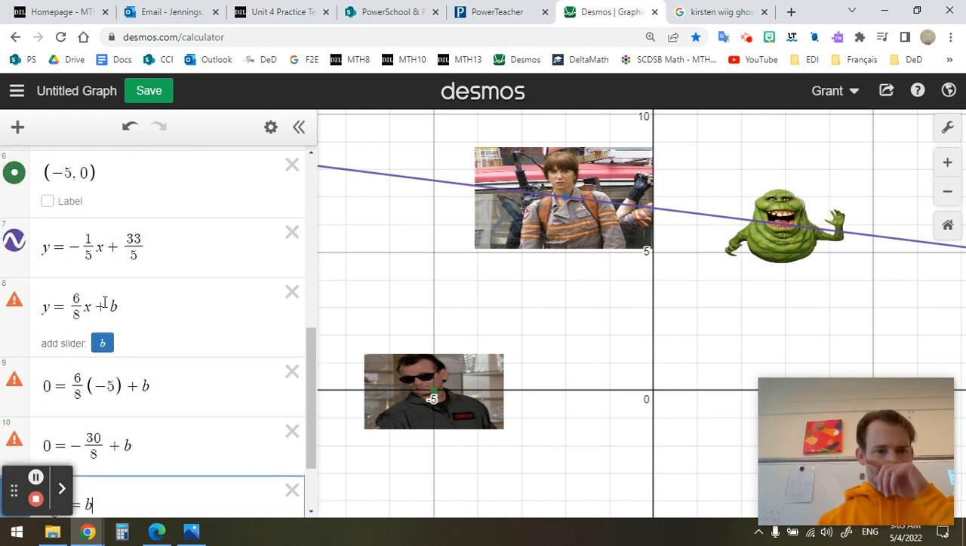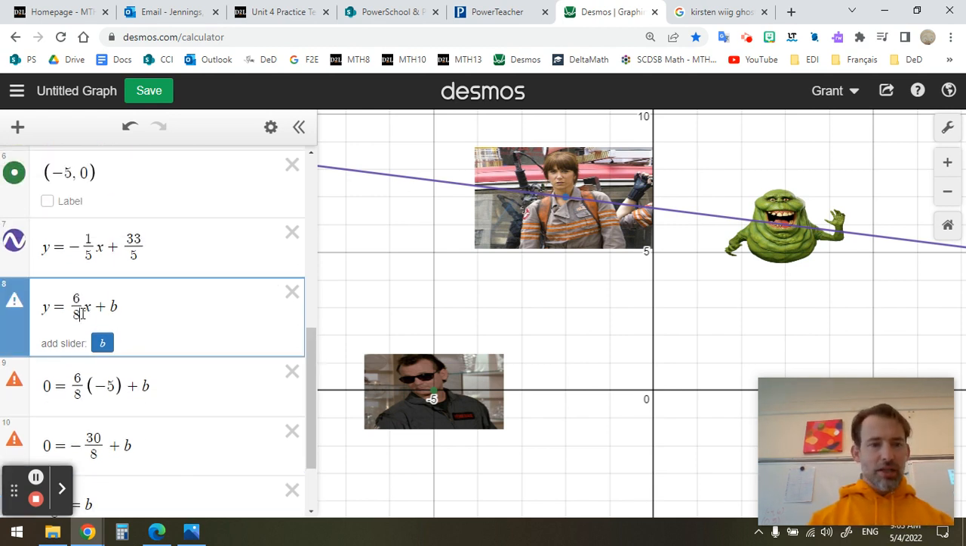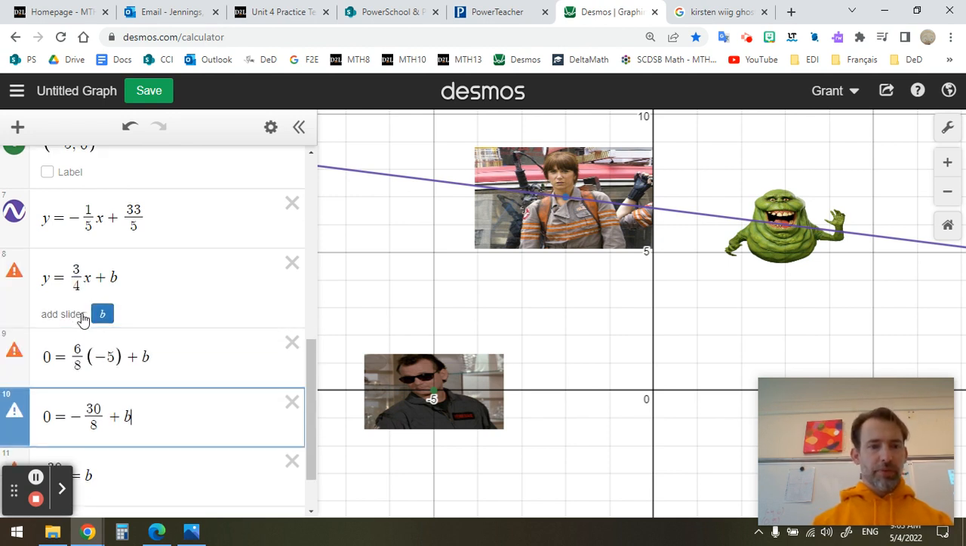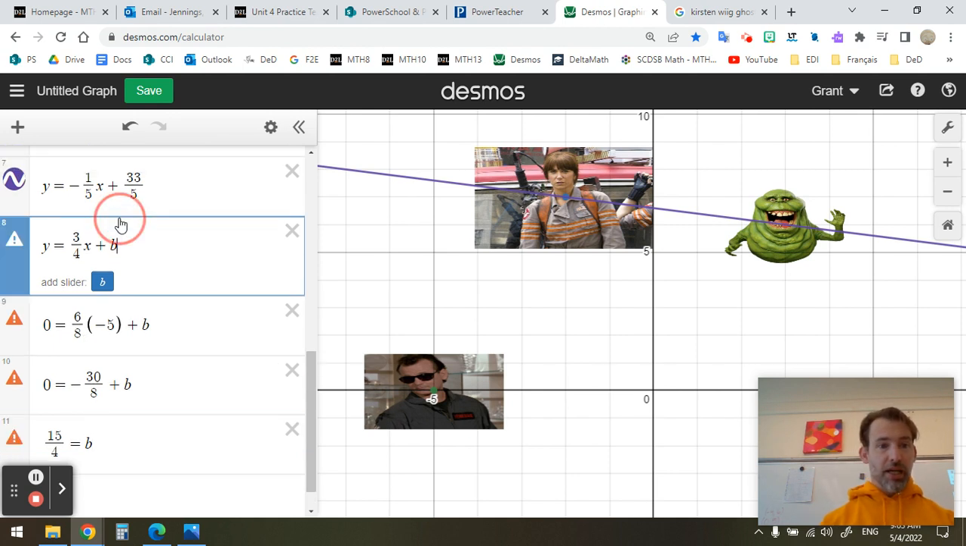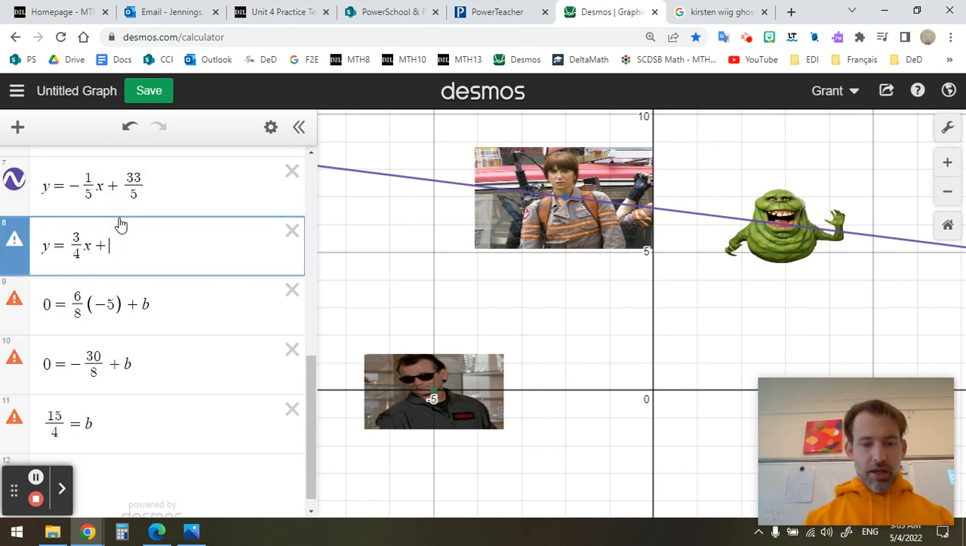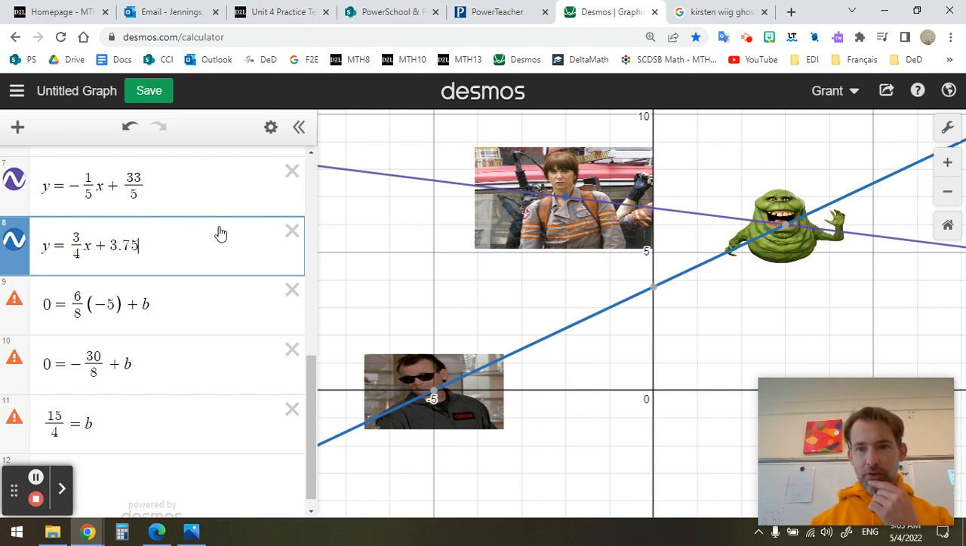One thing that we could have done as early as up here is reduce this fraction. 6 over 8, you'll notice, is the same thing as 3 over 4. So here we take out that extra factor of 2, and we divide 30 by 2, that's 15. We divide 8 by 2, that's 4. So 15 over 4 is my b. 15 over 4 happens to be 3.75. So let's put that in here. 3.75. There we go. So now the two Ghostbusters are crossing the streams right at Slimer, and they're sure to destroy this pesky poltergeist.